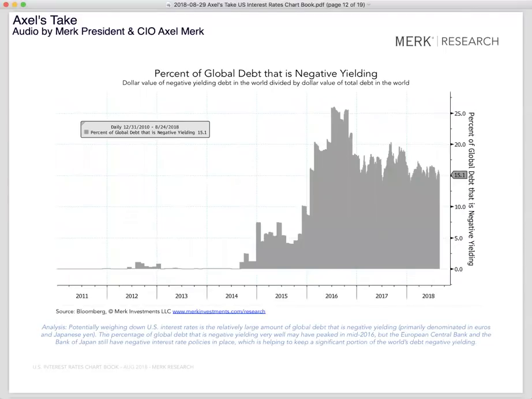Now here we show the percent of global debt that's negative yielding. We still have 15% of global debt that's negative yielding, to a significant extent debt issued in the Eurozone. It's one of the data points to watch. It's something, obviously, that historically speaking is rather abnormal. We've gotten used to that.